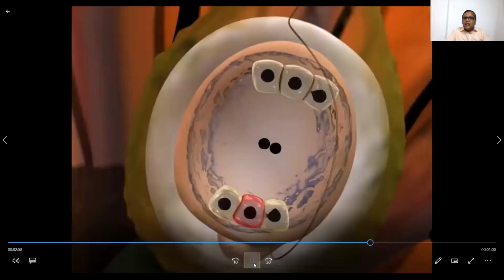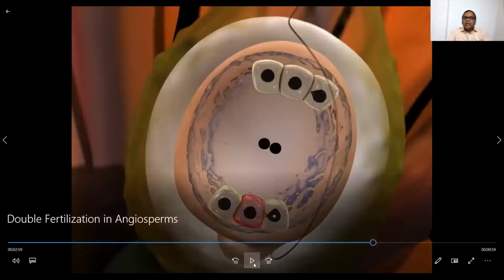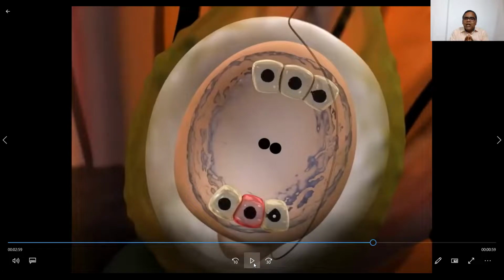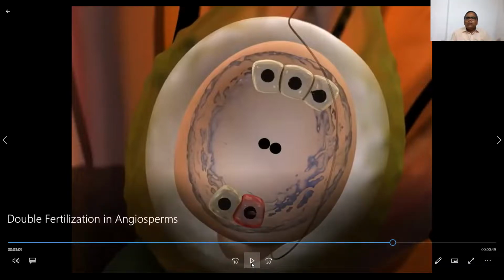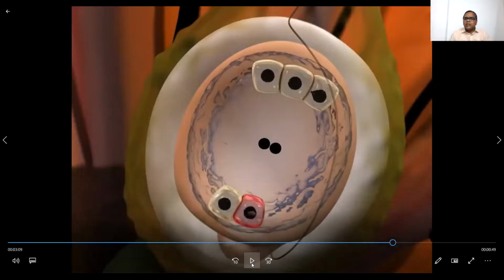Now you see, after entry, what is going to happen? These 2 male gametes are now going to work independently. You can see that on movement of this male gamete, the synergid is getting dissolved. Here they also work as the filiform apparatus to provide passage for the gamete. Now one male gamete, see here, fused with the egg cell.